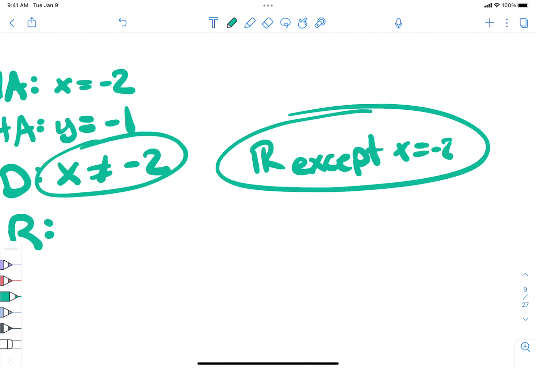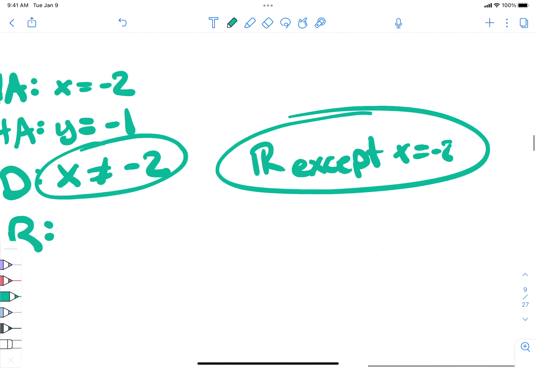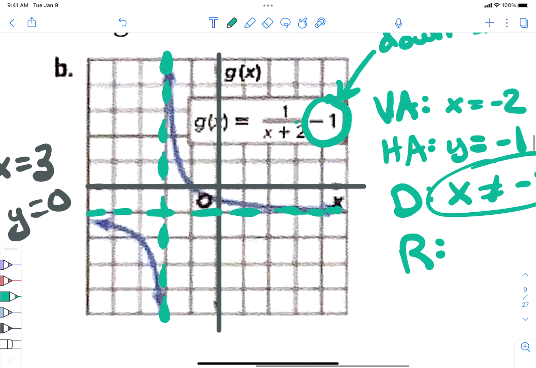So for range, what will you put your range as? Range is up and down. It will touch everything up and down except for?